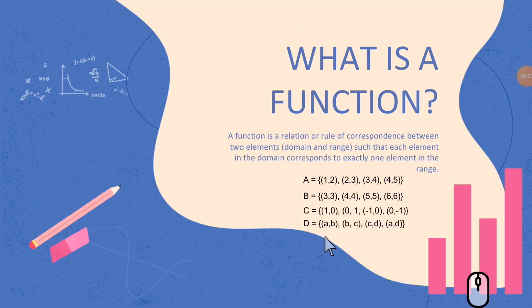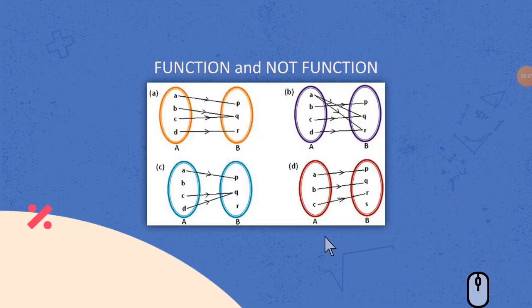Next is, okay, ito yung example ng ating function. So function and not function. So pansinin natin yung ating example doon sa ating letter A. Again, this first circle is what we call the domain or the x values. And then this one is the range or the y values. So yung letter A natin, is it a function or not function? Yung letter A natin is an example of function.